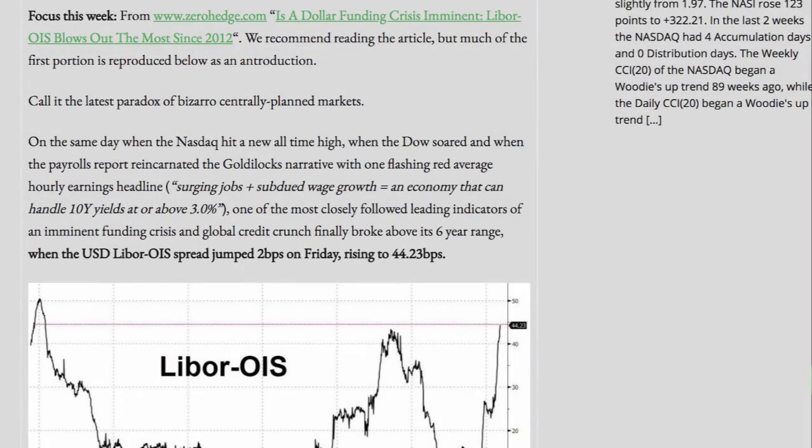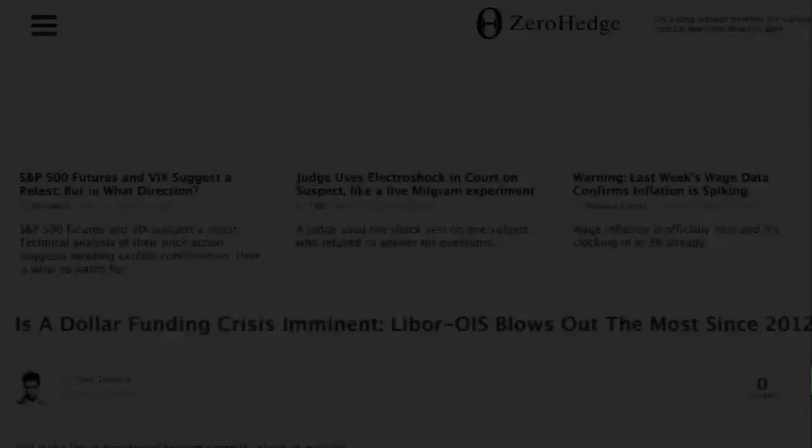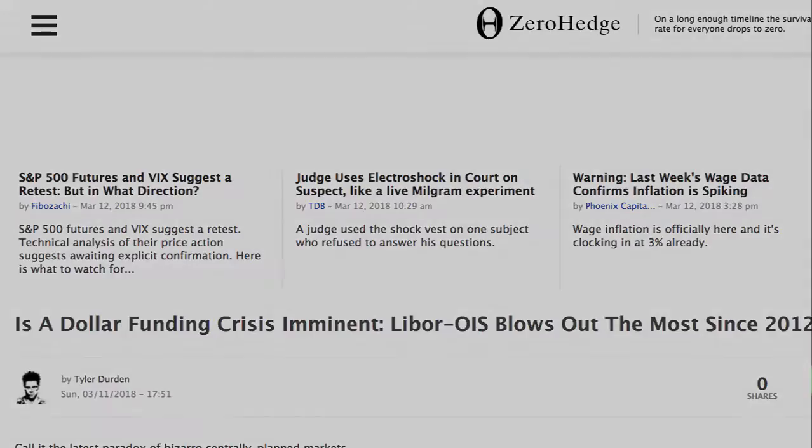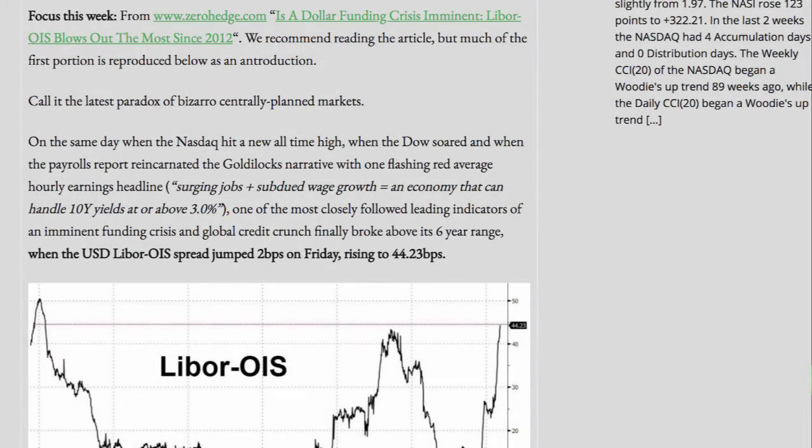Focus this week from www.zerohedge.com. Is a dollar funding crisis imminent? LIBOR OIS blows out the most since 2012. We recommend reading the article, but much of the first portion is reproduced below as an introduction.